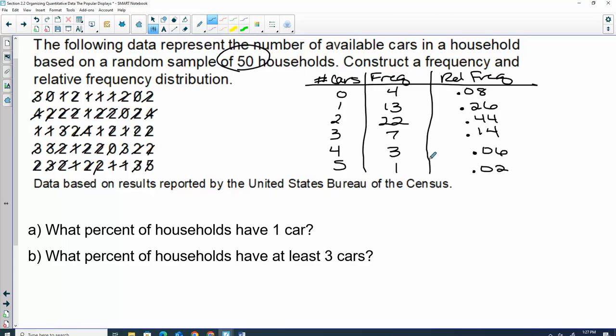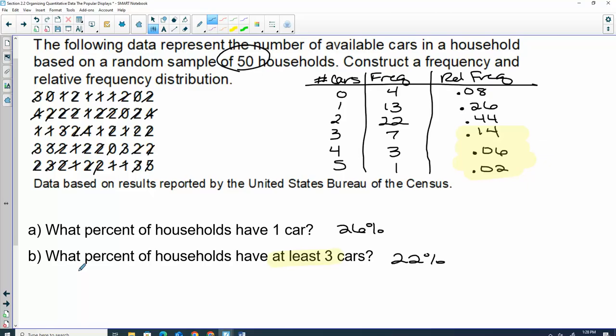I could ask you questions from this distribution. What percent of the households have one car? What percent of the households have at least 3 cars? What does at least mean? 3, 4, 5. We have to add those together. So I could ask questions, you might have to add things together in order to find it.